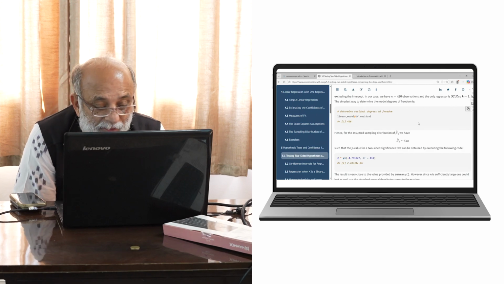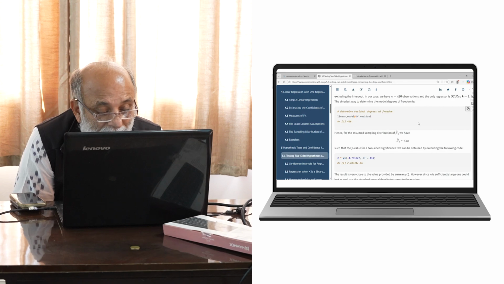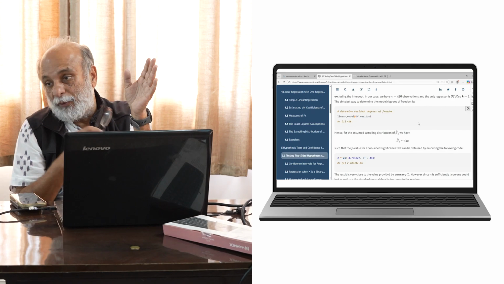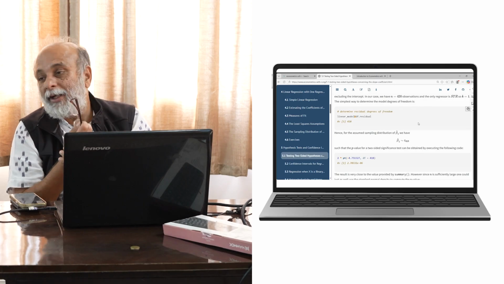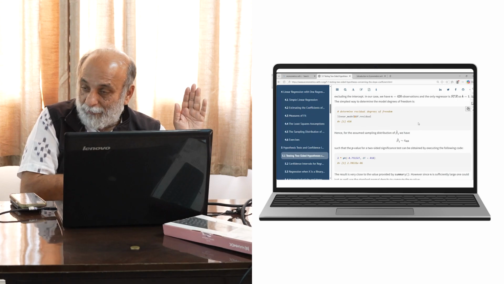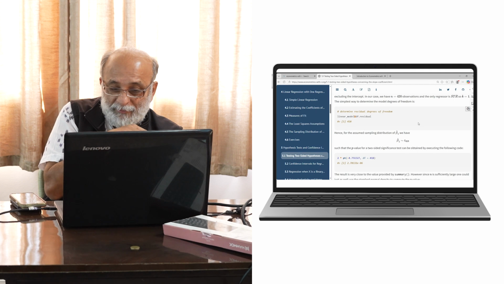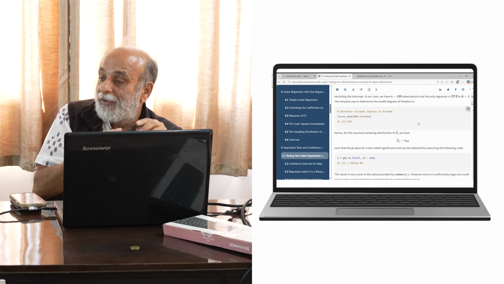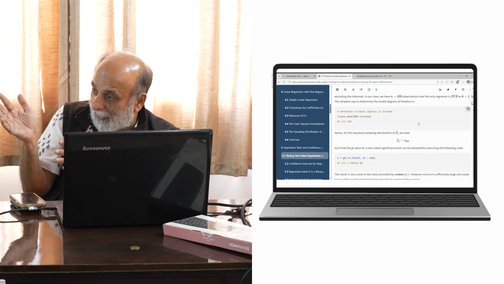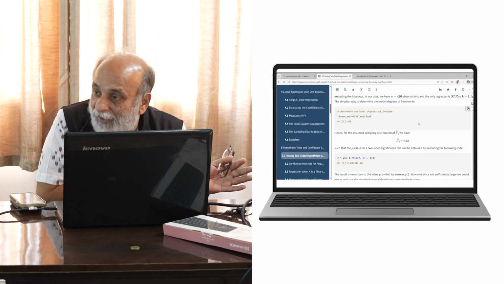And if you want to know how that 0.0027 came up, then you have to take pt. So what is pt? pt of minus 4.751327 with df equal to 418 will tell you the probability that a t distribution with 418 degrees of freedom takes a value less than minus 4.751327.